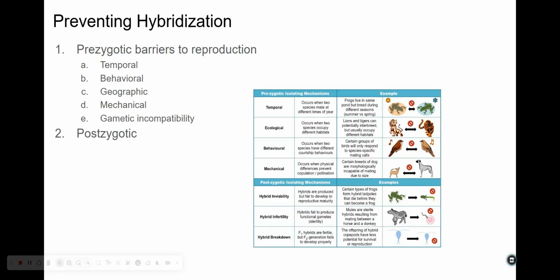Then you have your post-zygotic ones, which there are 2 main ones we care about. Those are hybrid inviability, where the hybrid does not survive or does not make it to reproductive age, and then hybrid sterility, where the hybrid might be viable, but it cannot reproduce.